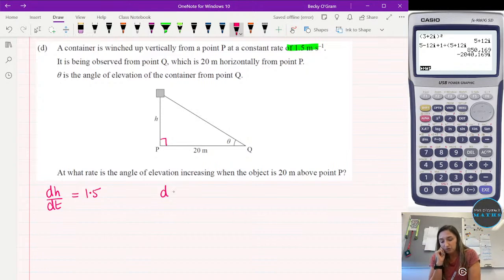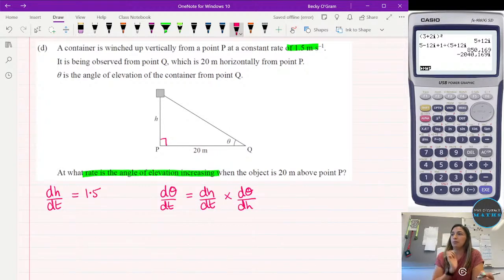So the rate I'm trying to work out is how much the angle is changing over time. So that's this bit here. What rate is the angle of elevation increasing? So if I compare that with the dh by dt that I've got, to turn that into d theta by dt, I need to introduce d theta on the top, and I need to cancel out dh by putting it on the bottom.